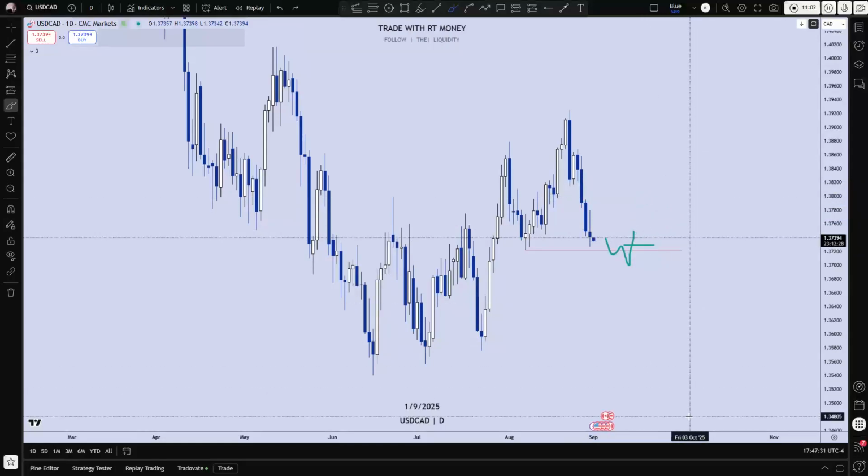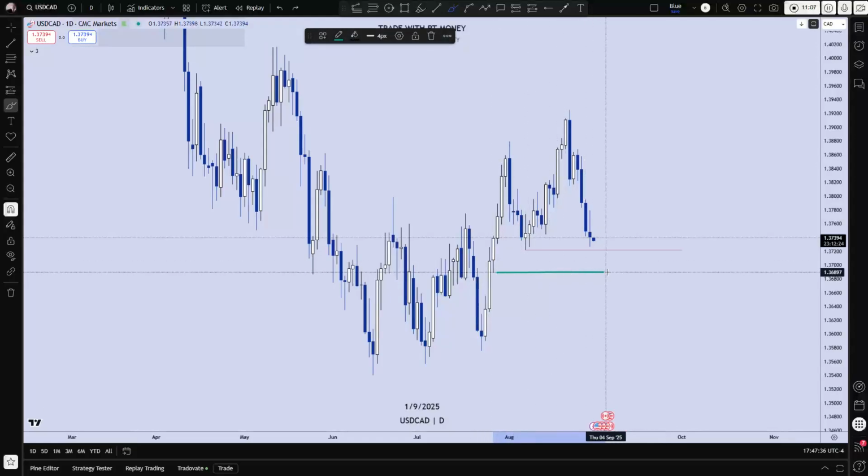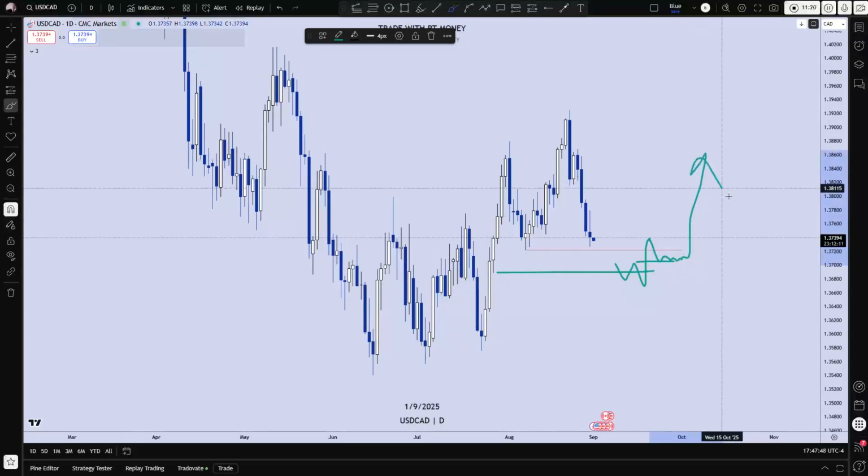Got it? I'm looking for the exact same thing. If this low is breached, I'm looking for price to make a low, a lower high, a lower low, a higher high. As soon as it does that, that's a change in the state of delivery. I'm looking for price to come back to this so that I can take it up to here.